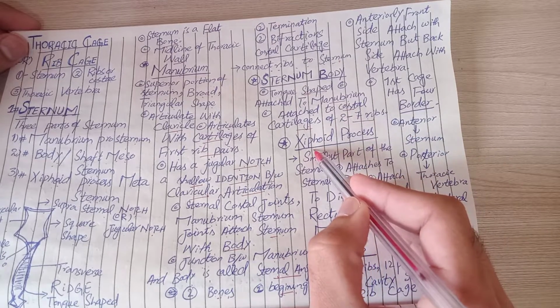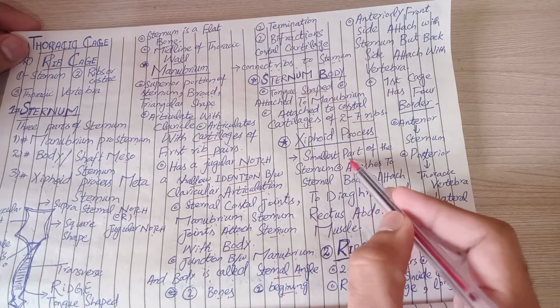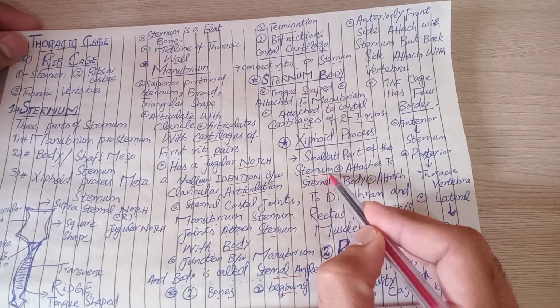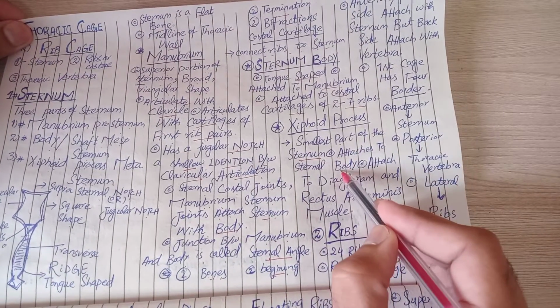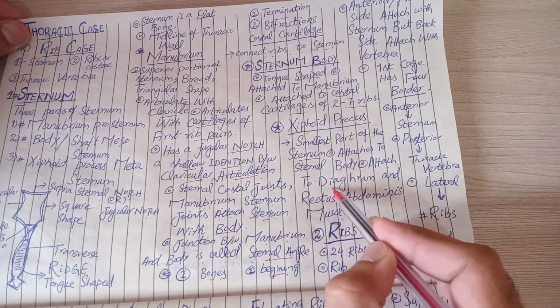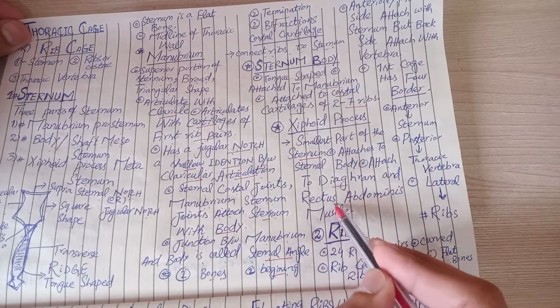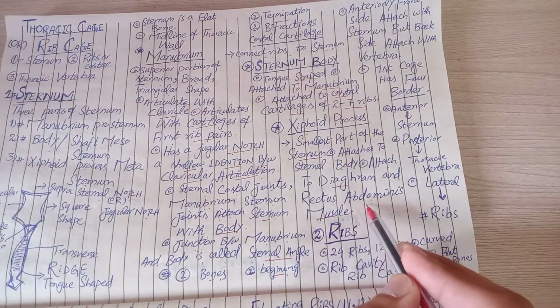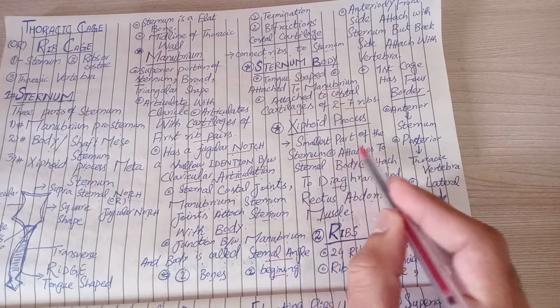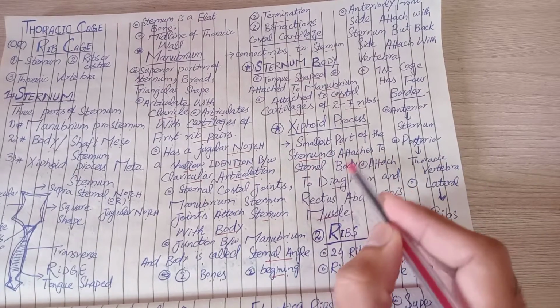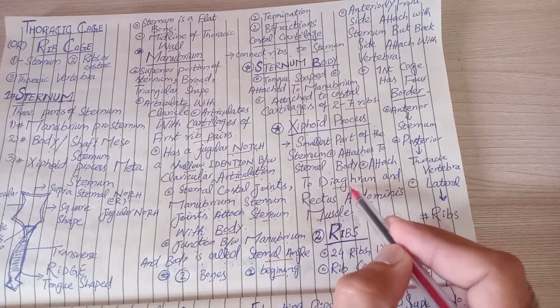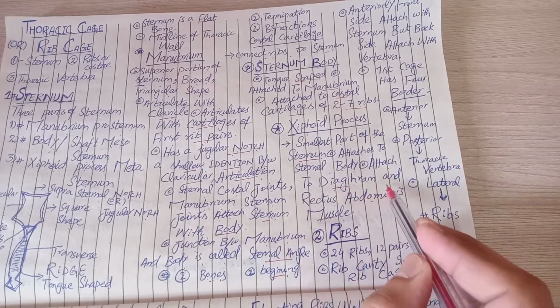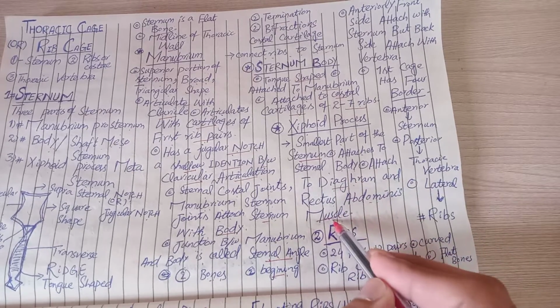The third part of the sternum is the xiphoid process. It is the smallest part of the sternum, attached to the sternal body, and also attached to the diaphragm and rectus abdominis muscles.